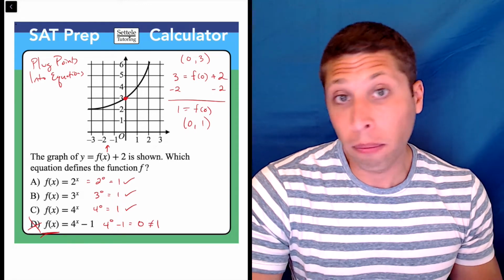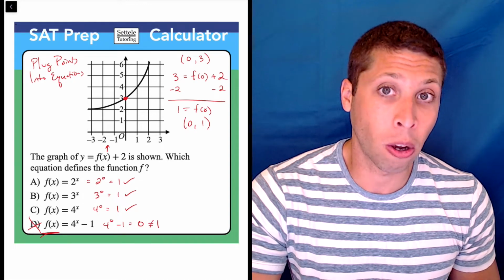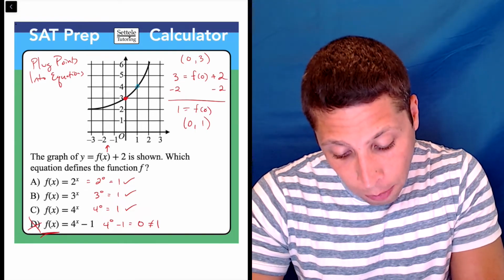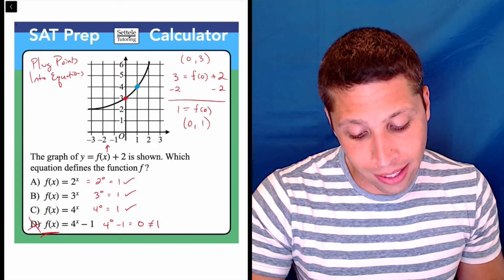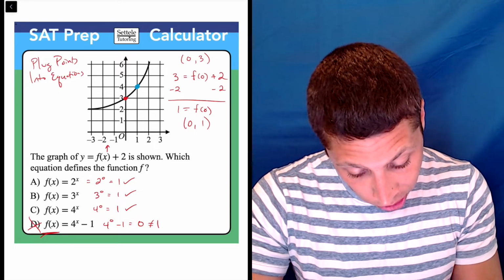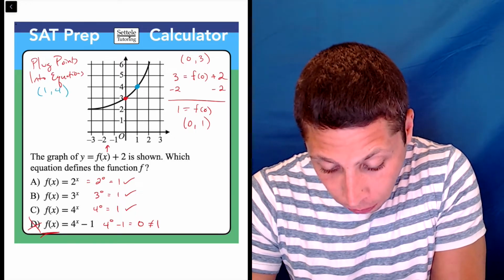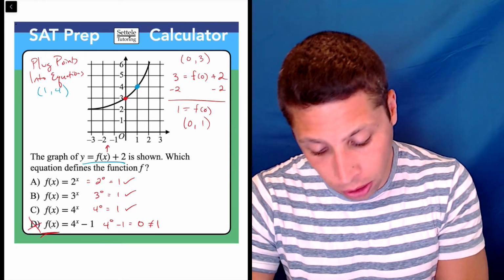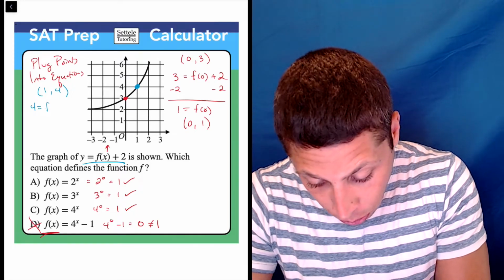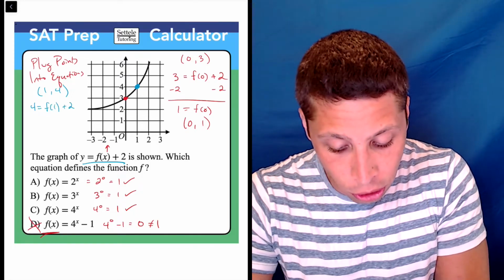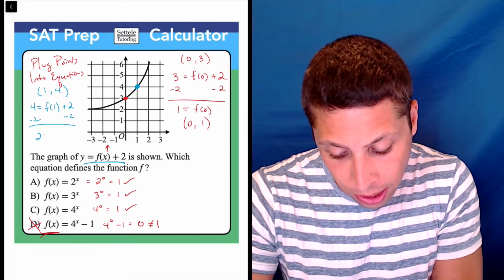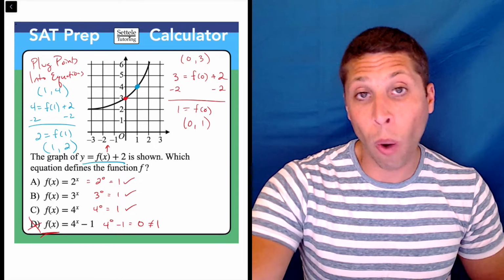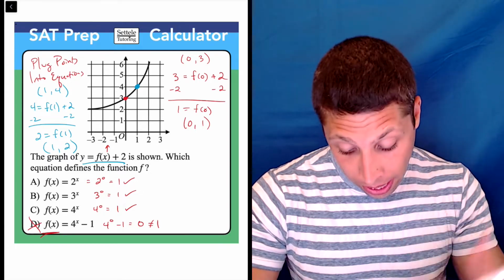So, okay, what do we do? Well, we plugged a point in and it got rid of one choice, so maybe if we plug in another point, it'll get rid of more choices. So that's where we'd go from here. This time I would choose the next best point, which in this case is (1, 4). Let's do it over here, (1, 4). And we do the same process. We plug that into the equation in the question first. So 4 is equal to f of 1 plus 2. We subtract 2 from both sides. We get 2 is equal to f of 1, which means now I have the point x is 1, y is 2, and now I can plug this point into the equations.